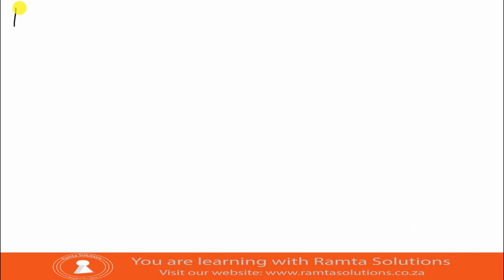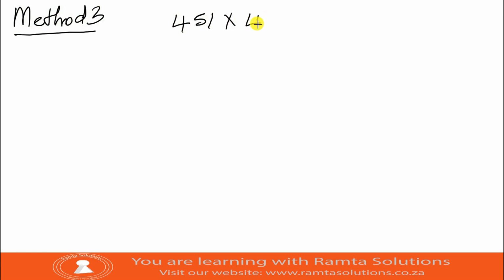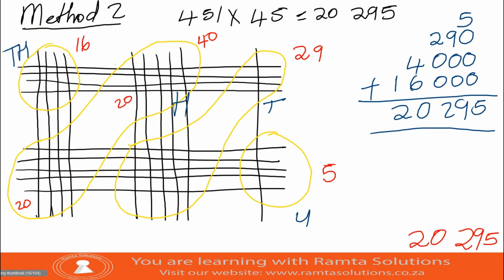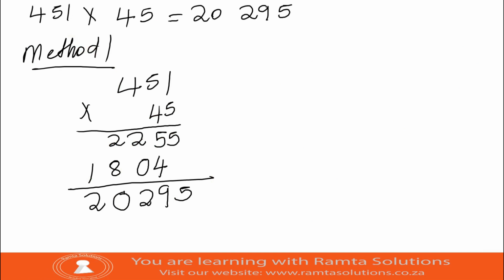Method 3. So method 3, we are still saying we calculate 451 multiplied by 45. So this method, it's multiplication by breaking up. Okay, it is multiplication by breaking up. So let me just remind you, let me use this color. This one, it's the column method. Okay, this one is the column method.